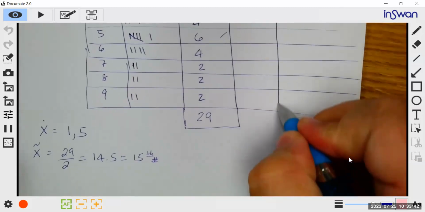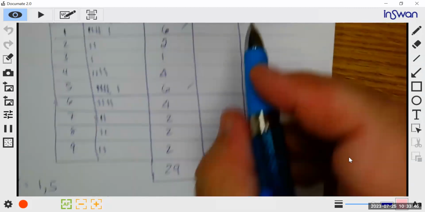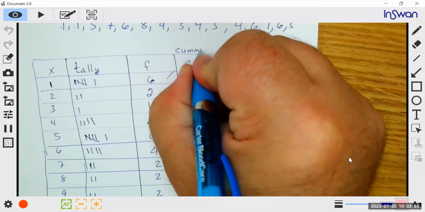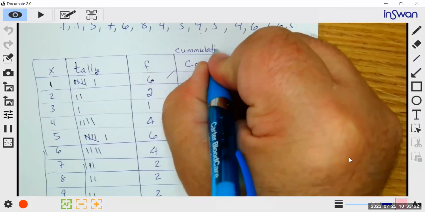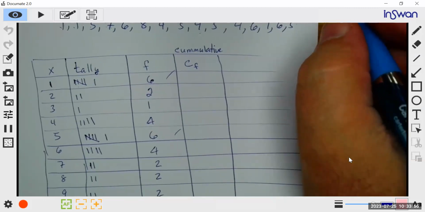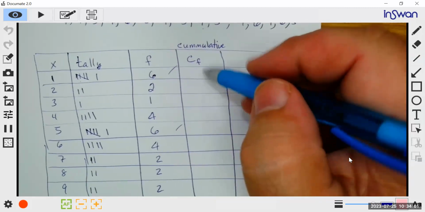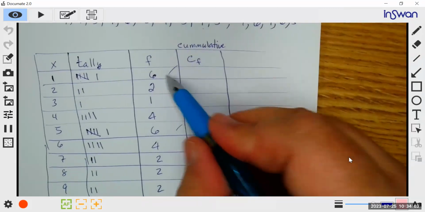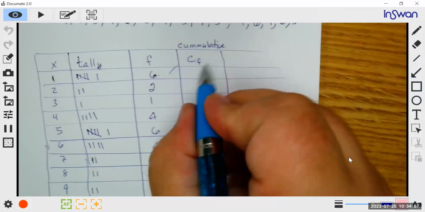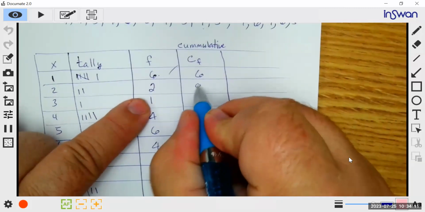What I need to do is, where is the 15th number? To do that, I find what's called a cumulative frequency. This is the cumulative frequency. It's found by keeping a running tab. So the first one has 6. This one has 6, this one has 2, so there's 8 total here.